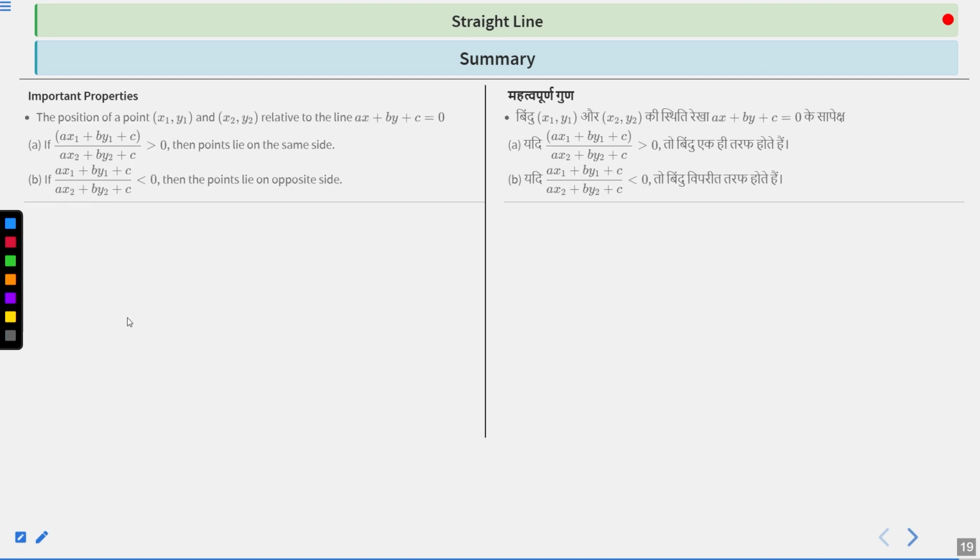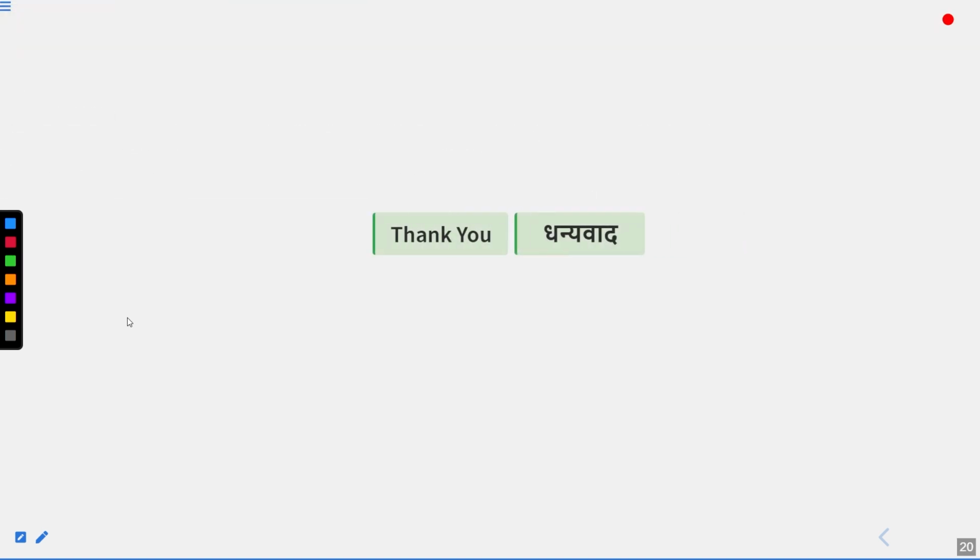After that, we have seen some important properties, in which we have seen the position of a point x1, y1 and x2, y2 relative to the line ax plus by plus c equal to 0 can be seen as: if (ax1 plus by1 plus c) upon (ax2 plus by2 plus c) is greater than 0, then the points lie on the same side, and if it is less than 0, then the points lie on the opposite side, right? Okay, so in this way we have seen different concepts of the straight lines, right?